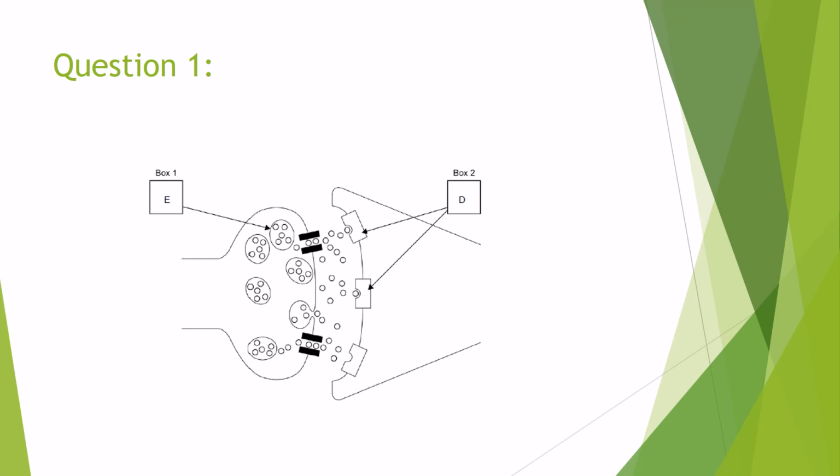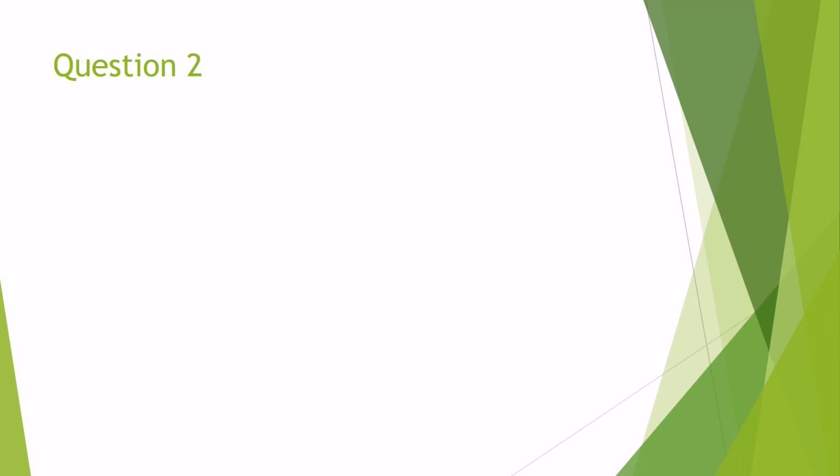Okay. Question E is the vesicles. Box 1, E is the vesicles. The little balls inside them are the neurotransmitters, and D is the receptors. Okay, so it is a bit of a tricky one. You do have to look carefully, but they're not pointing at the circles, the neurotransmitters. They're pointing at the vesicles, which have neurotransmitters inside them, and D is the receptors.